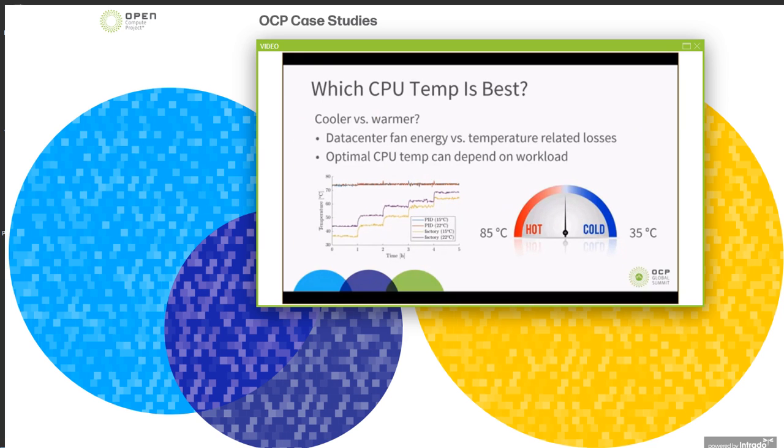So then our question was, what CPU temperature is the best? And there's different things to think about here. For example, running at higher temperatures might decrease the lifetime of a component. But in our analysis, we looked strictly at the energy efficiency. What CPU temperature is best for energy efficiency?